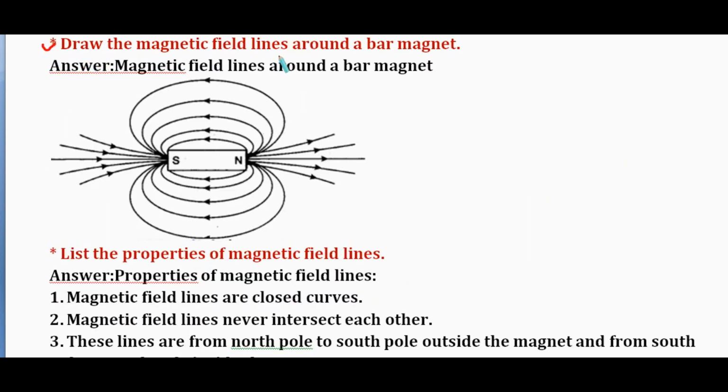Now question: draw the magnetic field lines around a bar magnet. Magnetic field lines around a bar magnet are shown here. They start from north and end at south. And you can draw many more lines.